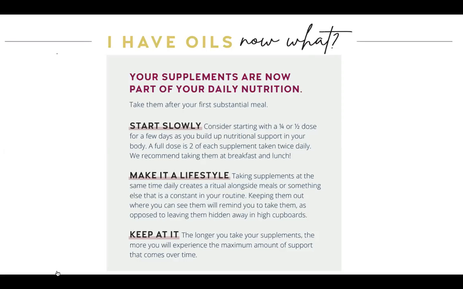I have oils directly next to my cooker because then I'll use them in my cooking. I have oils directly next to my sink in my bathroom because I'm going to be using them. So make it a lifestyle. So that's not just for supplements, but for your oils as well. Put your oils where you need them so that you don't forget about them, and just make sure you're using them. And then just keep at it. So you're going to get the most benefit from your oils and your supplements when you continue to use them routinely.